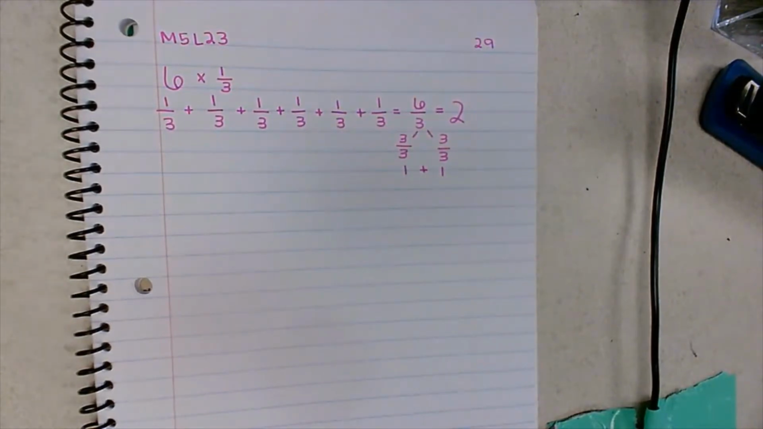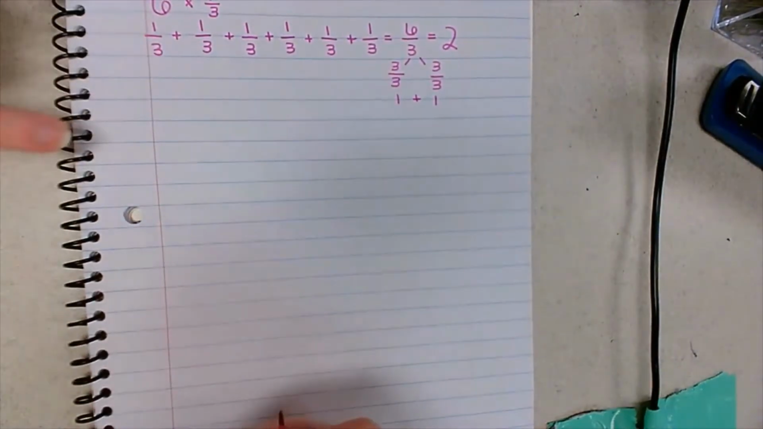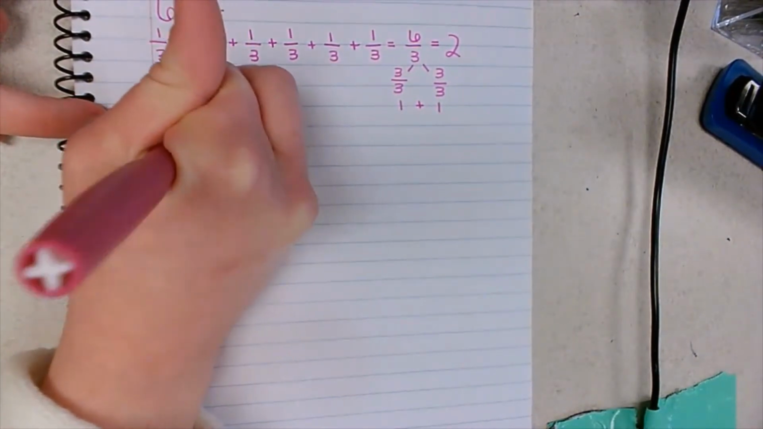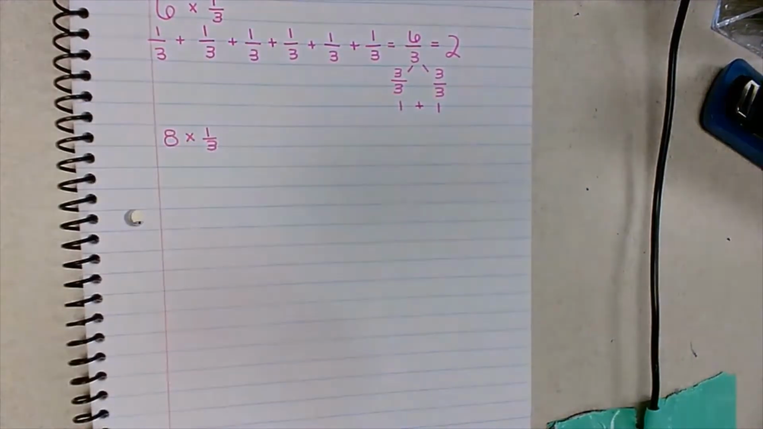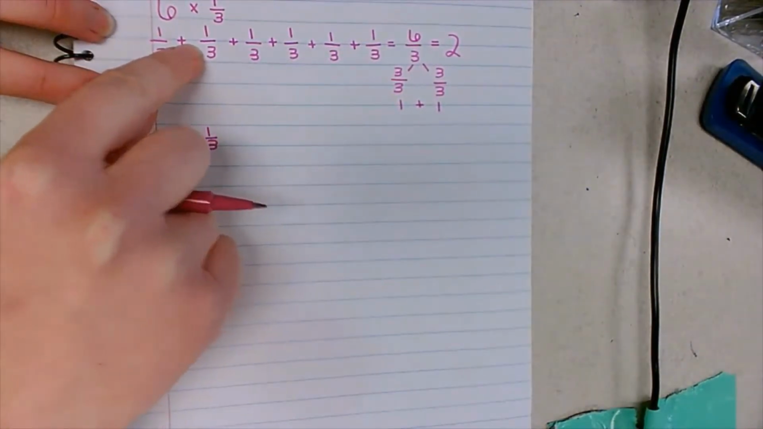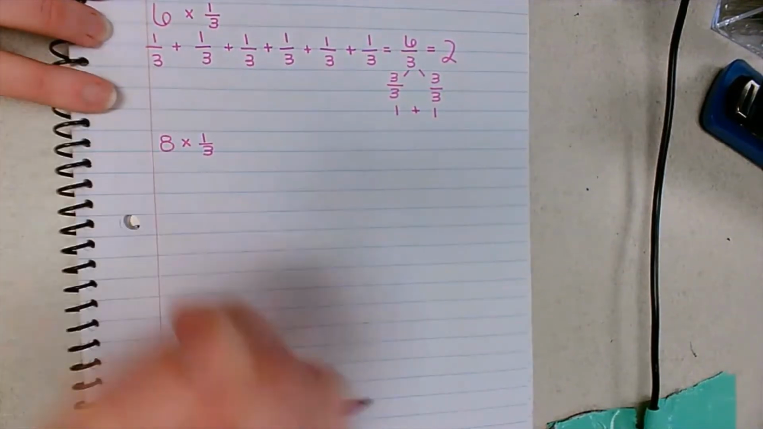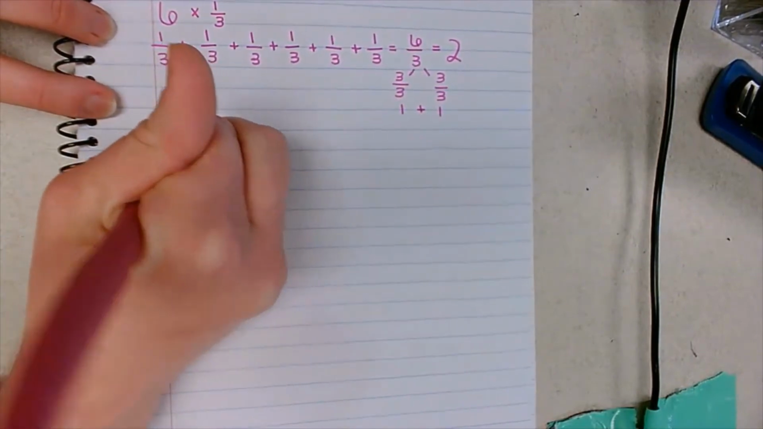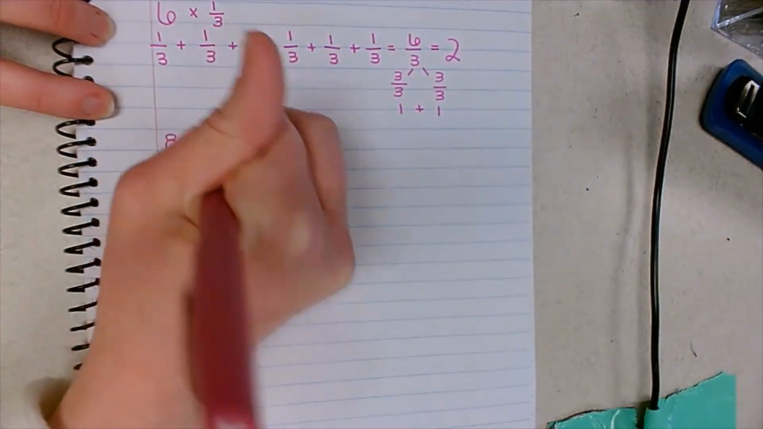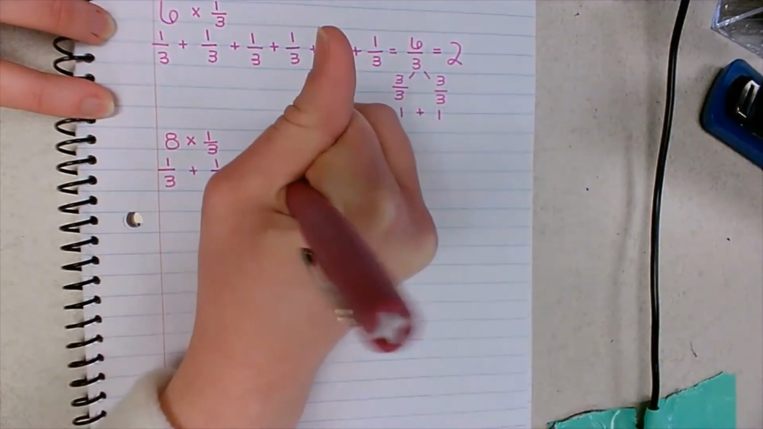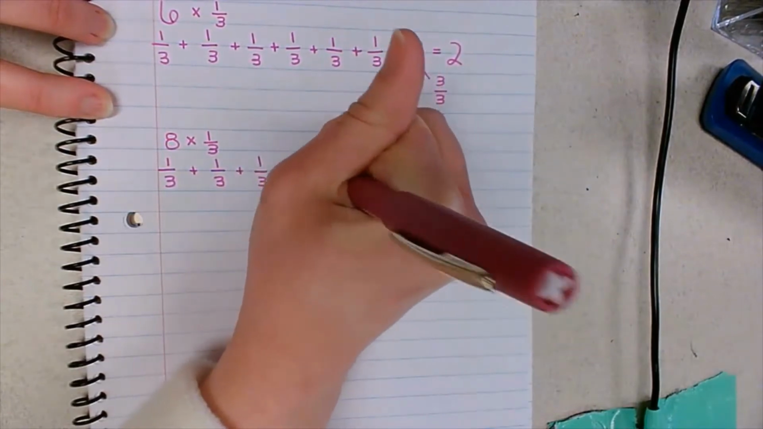Let's practice decomposing improper fractions that have more than 1 whole. We'll try it again with this multiplication sentence. 8 times 1/3. Just like in my last problem, I'm going to make the connection between my multiplication sentence and repeated addition. 8 groups of 1/3 is like adding together 1/3 8 times. Let's take a moment to write that repeated addition statement where we add together 8 groups of 1/3.